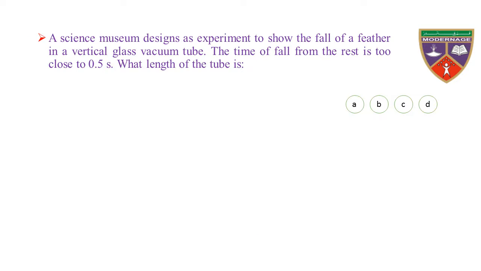A science museum designs an experiment to show the fall of a feather in a vertical glass vacuum tube. The time of fall from rest is close to 0.5 seconds. What is the length of the tube? Option A, 1.30 meters. Option B, 1.25 meters. Option C, 1.20 meters. Option D, 1.10 meters. The key is 1.25 meters. Therefore, the correct option is B.